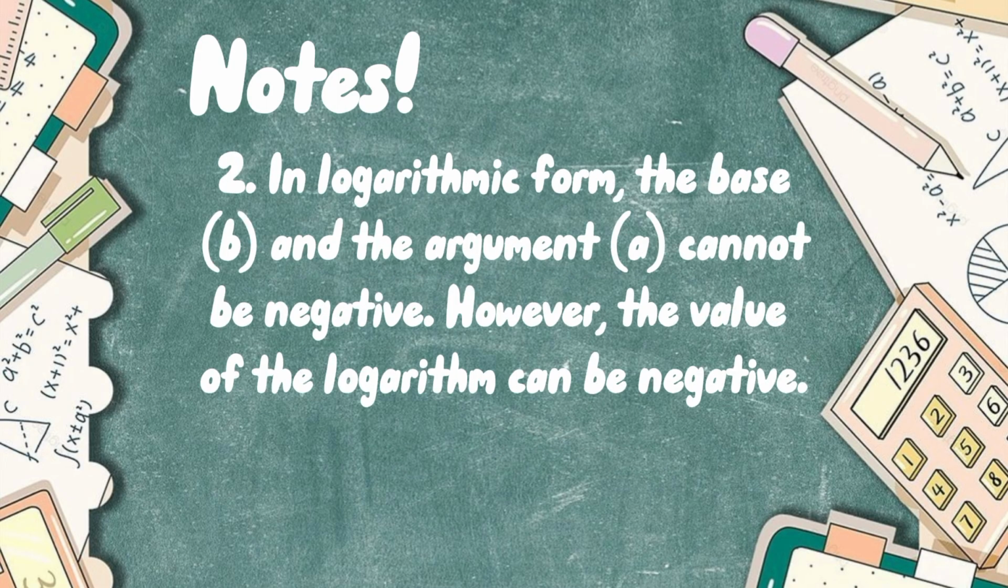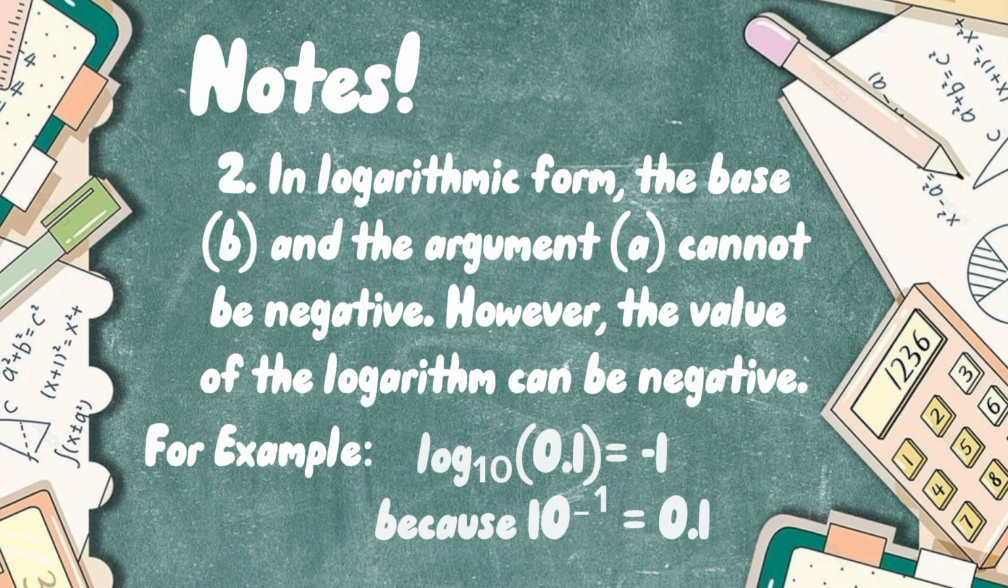Second, in logarithmic form, the base b and the argument a cannot be negative. However, the value of logarithm can be negative. For example, log base 10 of 0.01 is equal to negative 2 because 10 raised to negative 2 is 0.01.